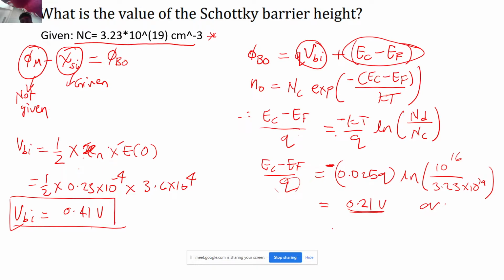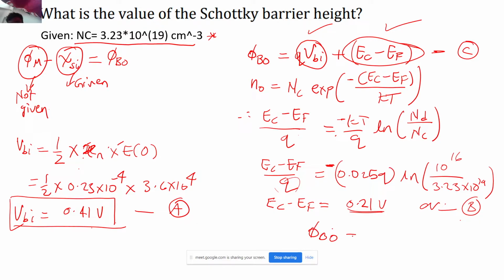Correct? So I have VBI with me. I have EC minus EF with me. So let's say this is equation A, this is equation B, and this is equation number C. Correct? So I know VBI, I know EC minus EF. So can I easily calculate the phi B0, that is the Schottky barrier height, right? If you just substitute this, then you will get the Schottky barrier height as 0.62 electron volts. Correct? So this is the Schottky barrier height that you will be able to get.